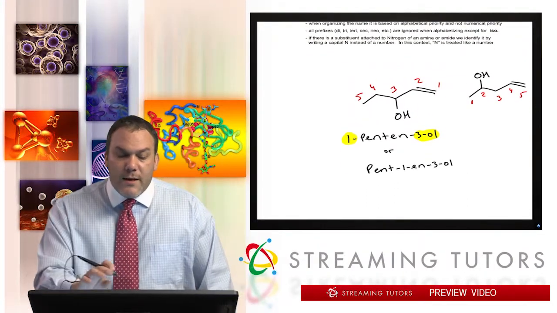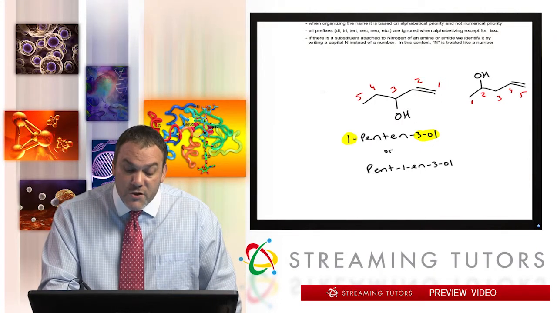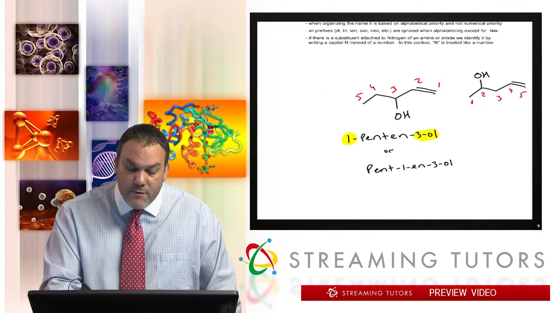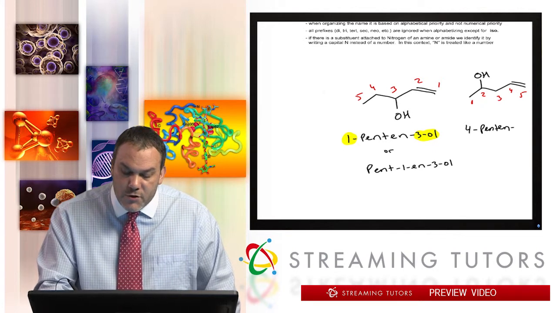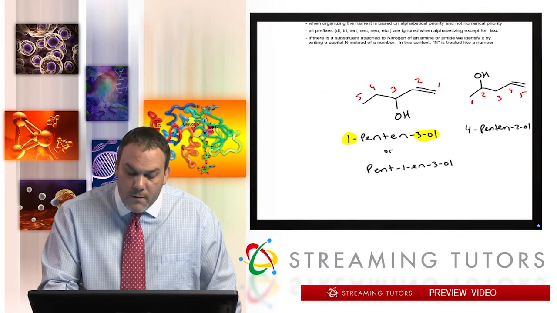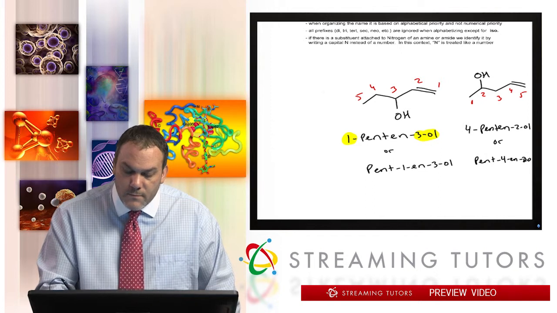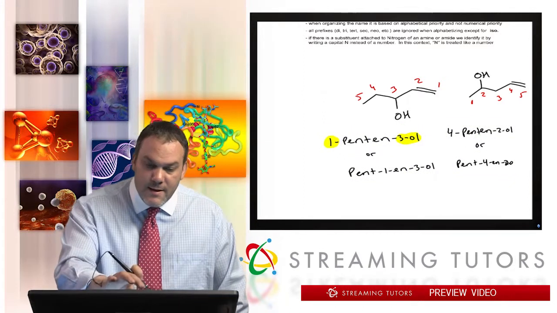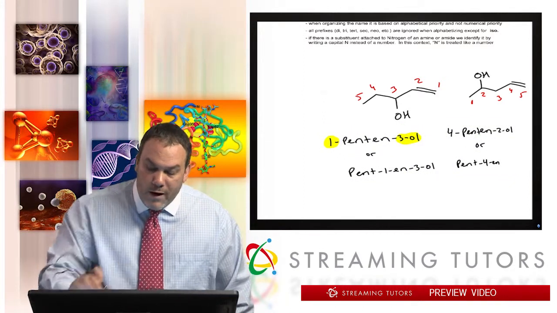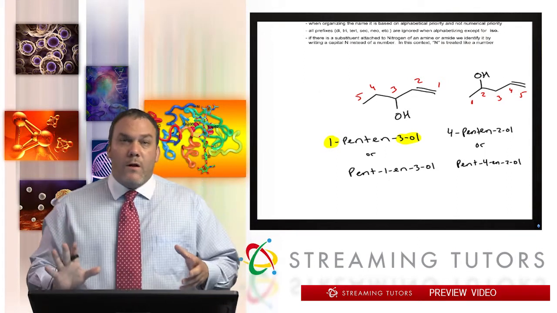Okay, so let's go ahead and look at this next one. We have over here, now again, we're going to start numbering with the alkene. So it's either a 4-pentyn-2-ol, or pent-4-yn-2-ol. I'm running out of space. Okay, you see that? So we have a choice where we put the 4, but we don't have a choice where we put the 2. The 2 must go with the ol, and that's how it works.